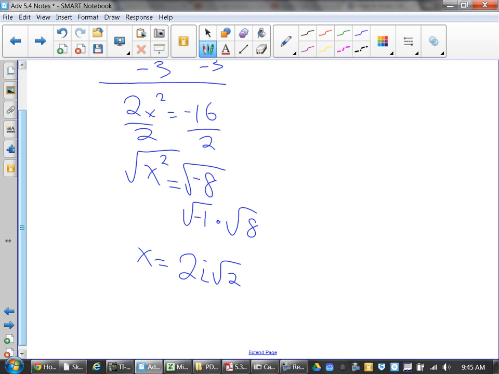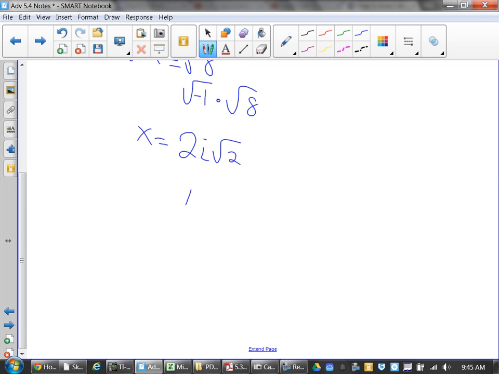So why does the i go between the two? It's etiquette. You always start with the numbers first, then you label in your imaginaries, and then you put your radical last. If you mess up on that on a test or quiz, as long as the i is not underneath the radical, you're fine.